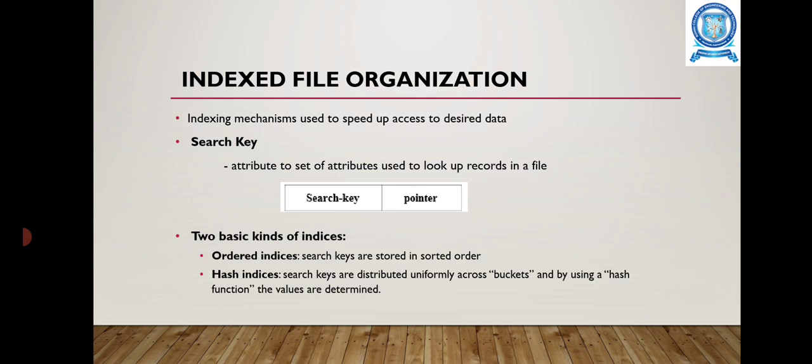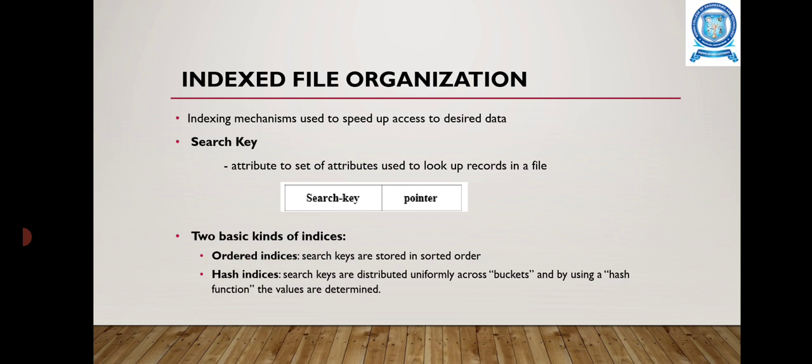Indexed file organization. Indexing is a mechanism used to speed up access to desired data, for example, the author catalog in a library. Next is the search key. The search key is used in indexed file organization. That means it is an attribute or set of attributes used to look up records in a file.